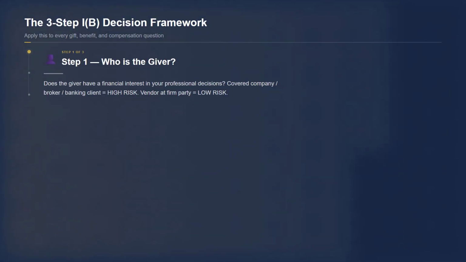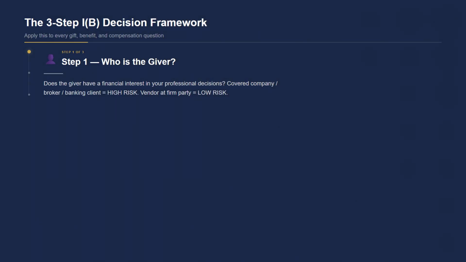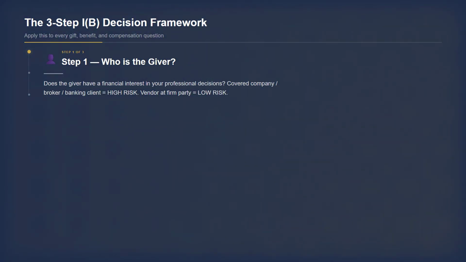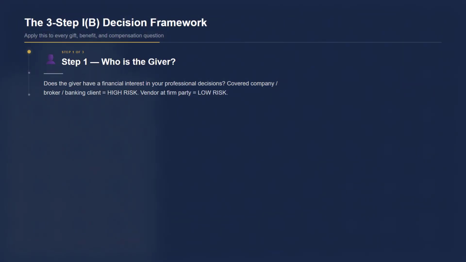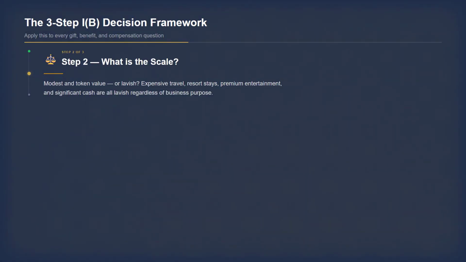Before we go through each exam trap, here is the 3-step decision framework you will use on every single IB question. Step 1. Who is the giver? Does this person or firm have a financial interest in your professional decisions? A covered company, a broker who executes your trades, or an investment banking client, those are high-conflict sources. A vendor at your firm's holiday party, low conflict.